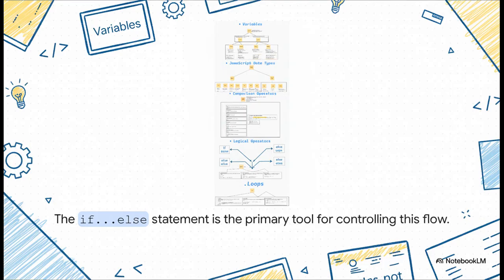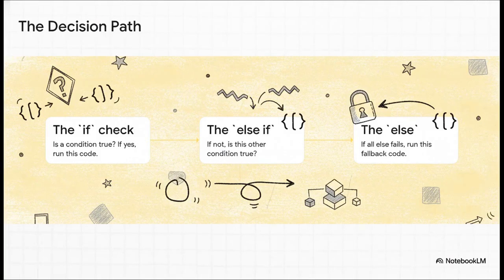And our main tool for creating these forks in the road, these decision points, is the if-else statement. It's a really direct way to turn that fork in the road idea right into code. So let's just walk through it real quick. The program first asks the if question. If the answer is yes, it runs a chunk of code and then just skips the rest. But if the answer is no, it moves on to the else if and asks another question. And if all of those questions come back false, it finally just runs the else code as a kind of fallback. It's a super simple but incredibly powerful decision tree.